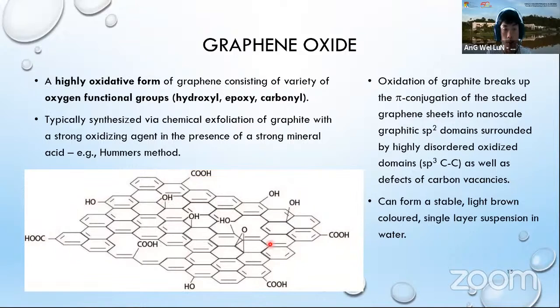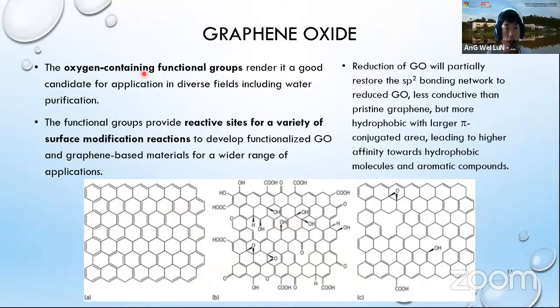Because the presence of those functional groups will make this graphene oxide very, very hydrophilic, means that it likes the water. So when you put it in the water, it will be suspended in the water. It won't settle down, because it is very stable in the water. So the oxygen-containing functional groups render it a good candidate for application in diverse fields, including water purification.